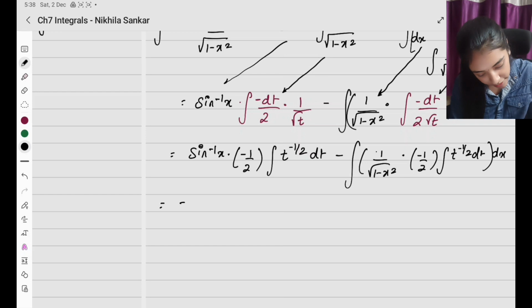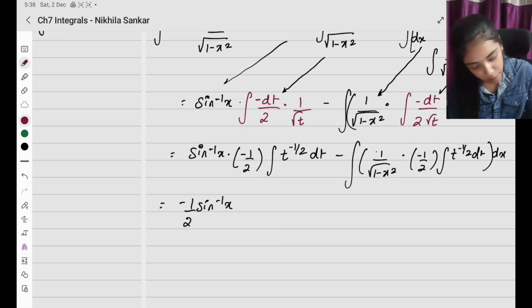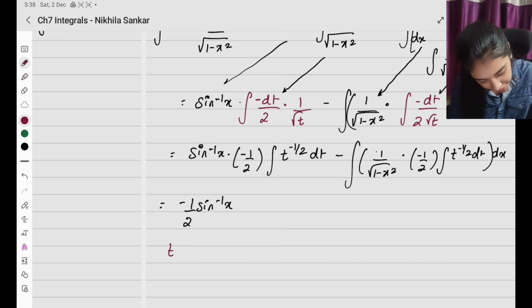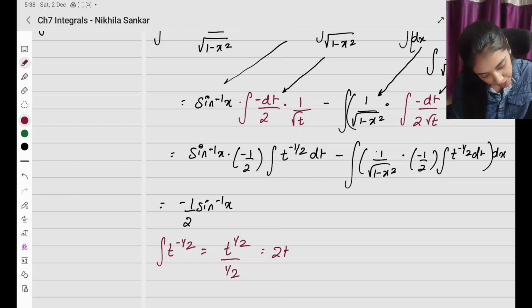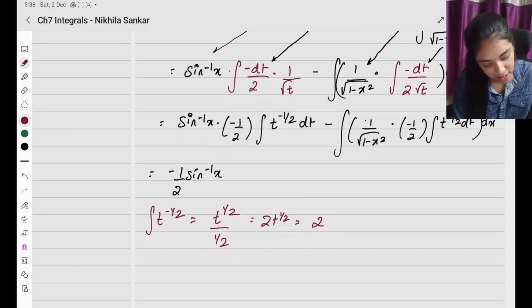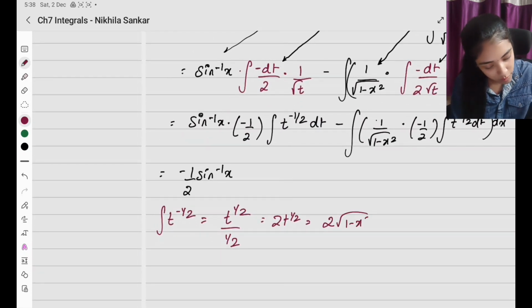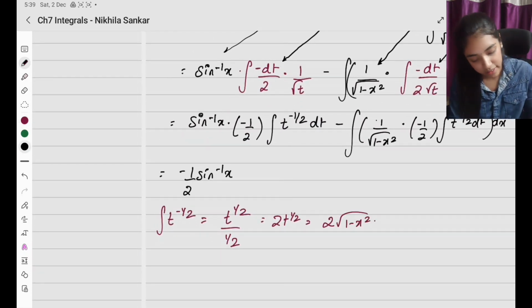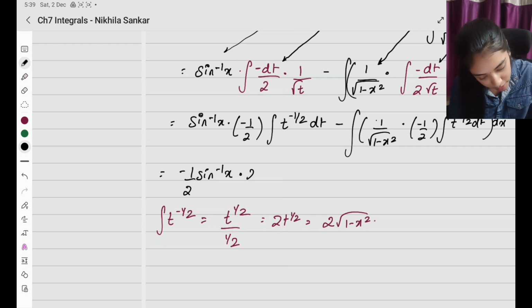So when I solve, I have minus 1 by 2 sine inverse of x, and this particular term I have t to the power minus half. Integrating, I have t to the power half divided by half, which is 2 times t to the power half, which is 2 times 1 minus x square. So I have square root of 1 minus x square. So I'll directly write this. So I have 2 times square root of 1 minus x square.